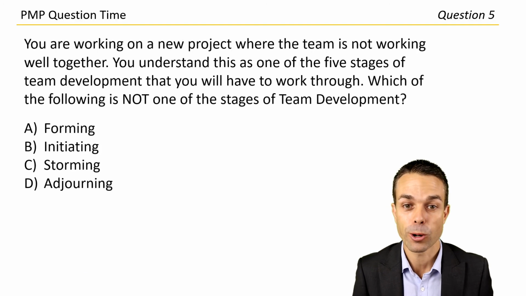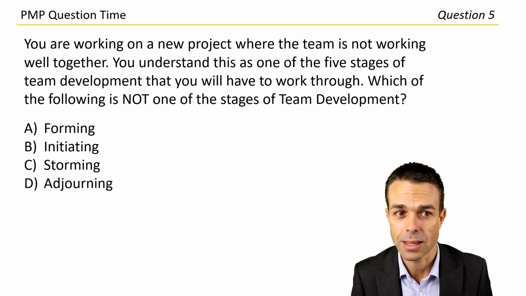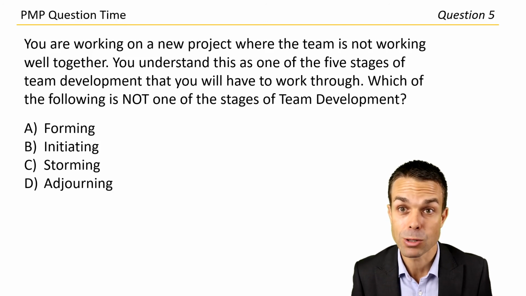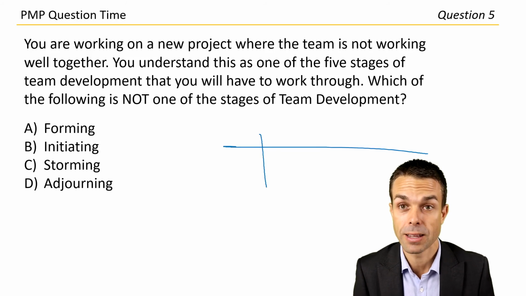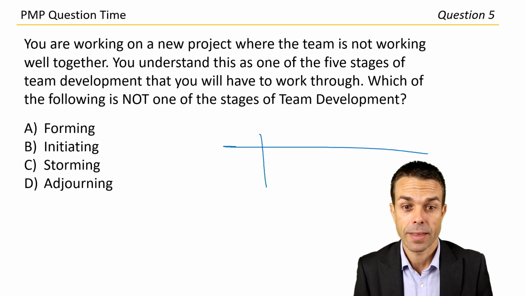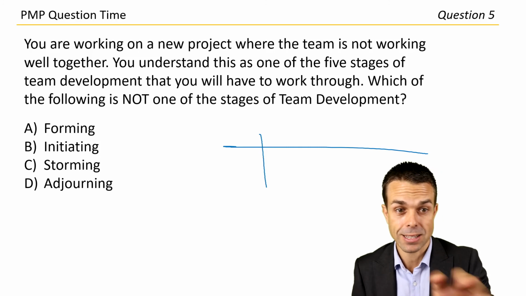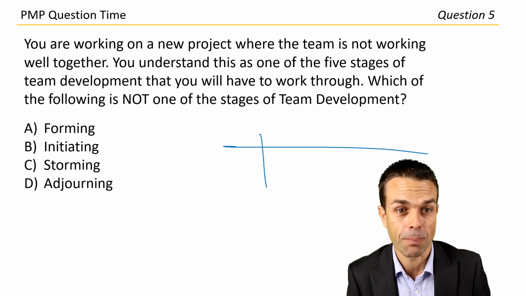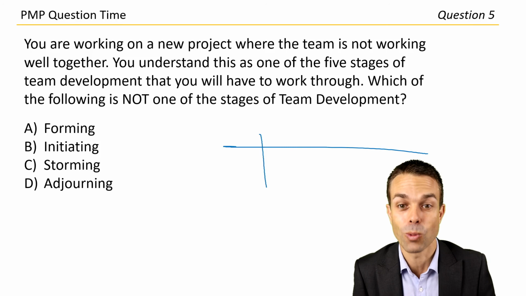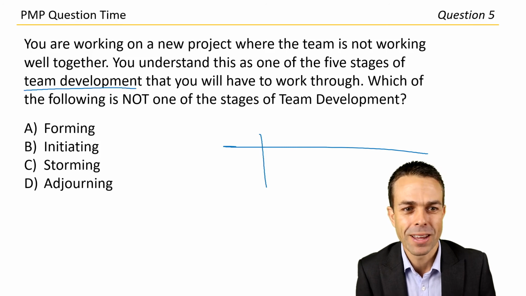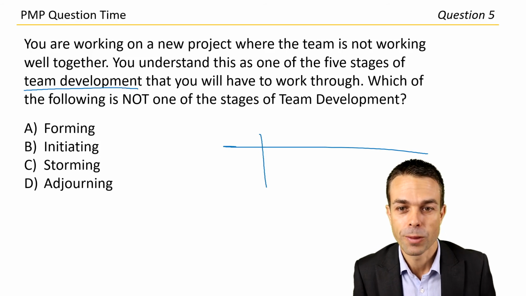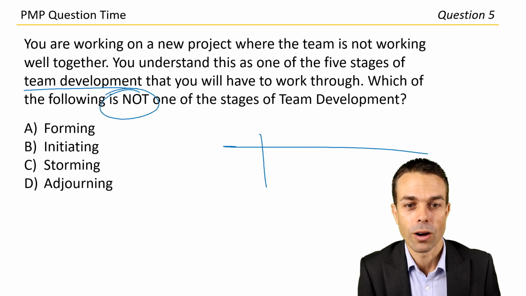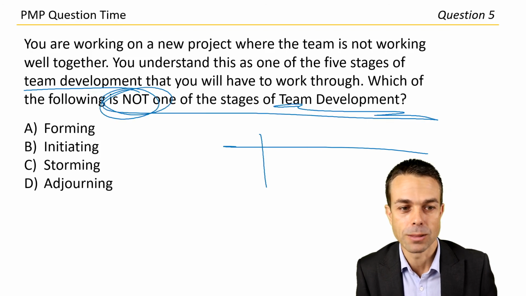Last question, guys, question 5. You're working on a new project where the team is not working well together, okay? Now this happens all the time as well, especially because when a team forms, in a new team, they go through these stages. And actually, there we go. This is what this is talking about, I think. So you understand that this is one of the 5 stages of team development. This is Bruce Tuckman, I think. Bruce Tuckman's ladder, they call it, that you will have to work through. Which of the following is not one of the stages of team development?